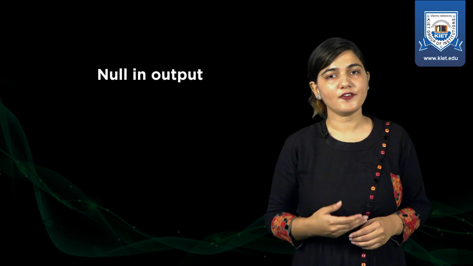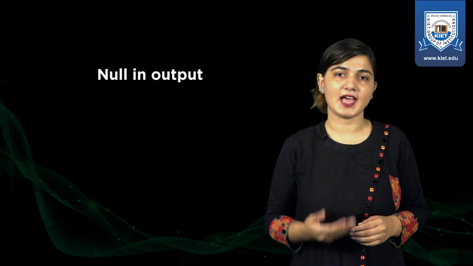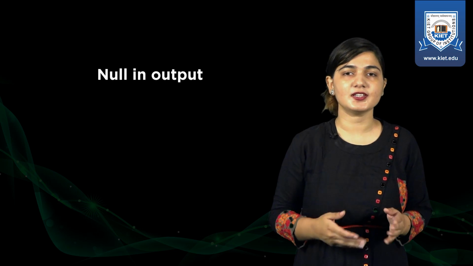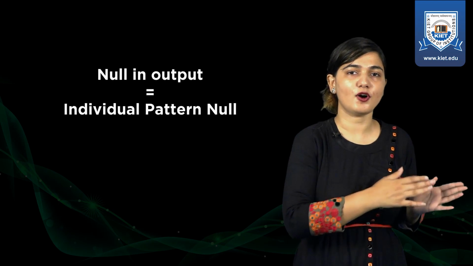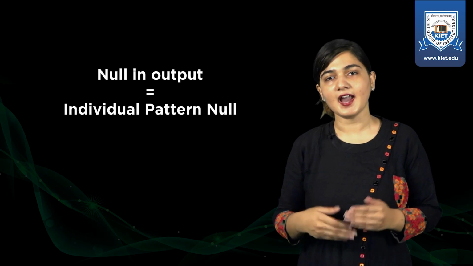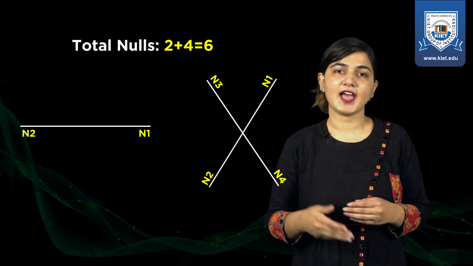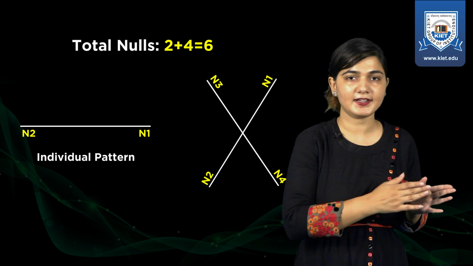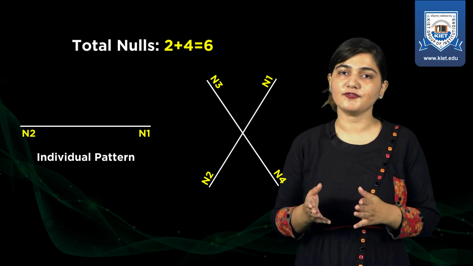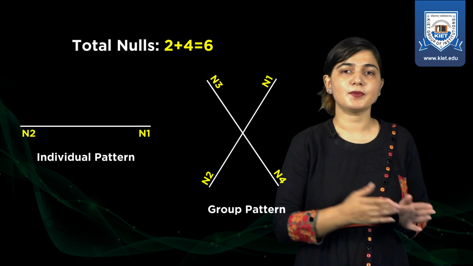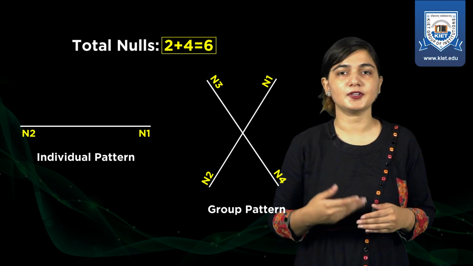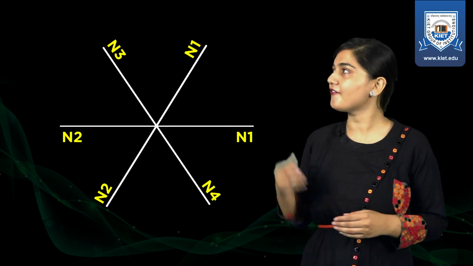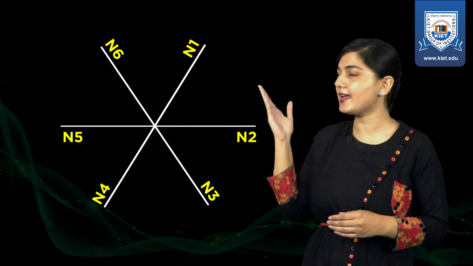So the property of pattern multiplication is that the output radiation pattern would have the nulls which is the summation of the nulls of individual pattern and group pattern. So we have the total nulls as the sum of the nulls of individual pattern and the sum of the nulls of group pattern, which is 2 plus 4. So the output radiation pattern will have 6 nulls. So now we have represented 6 nulls like this.